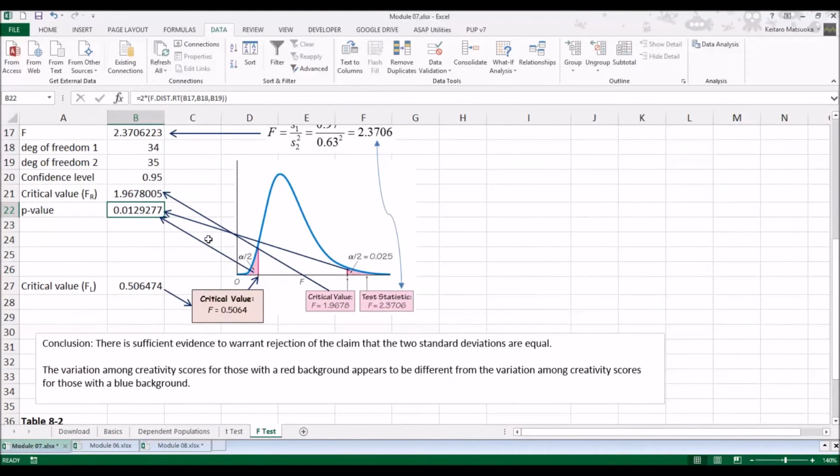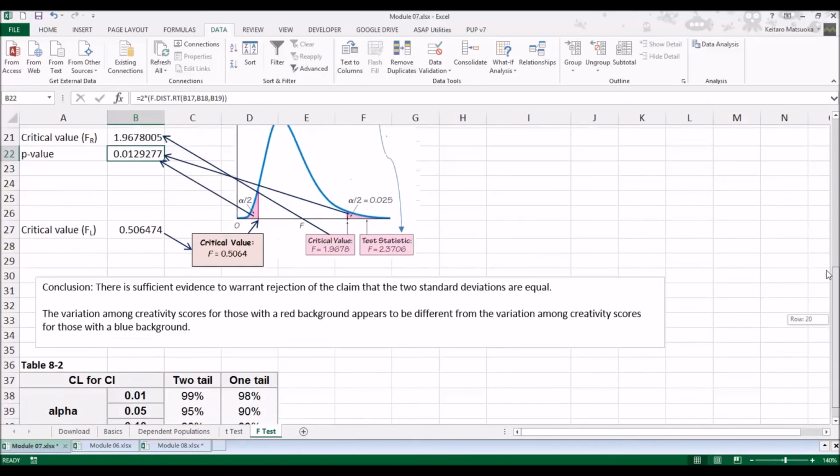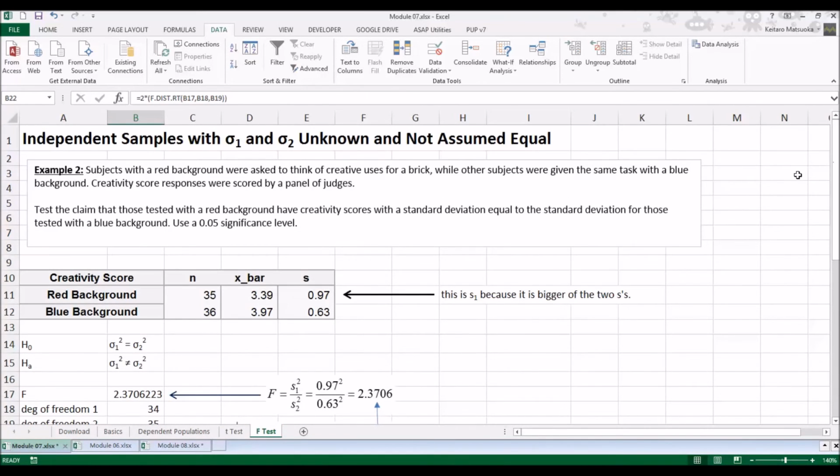So since p-value is less than 0.05, there's sufficient evidence to warrant rejection of the claim that the two standard deviations are equal. What we're saying is the variation among the creativity scores for those with the red background appears to be different from the variation among creativity scores for those with the blue background. So we don't know how they're different, but we know they're different. So that's how you do F-tests. And that concludes Module 7.